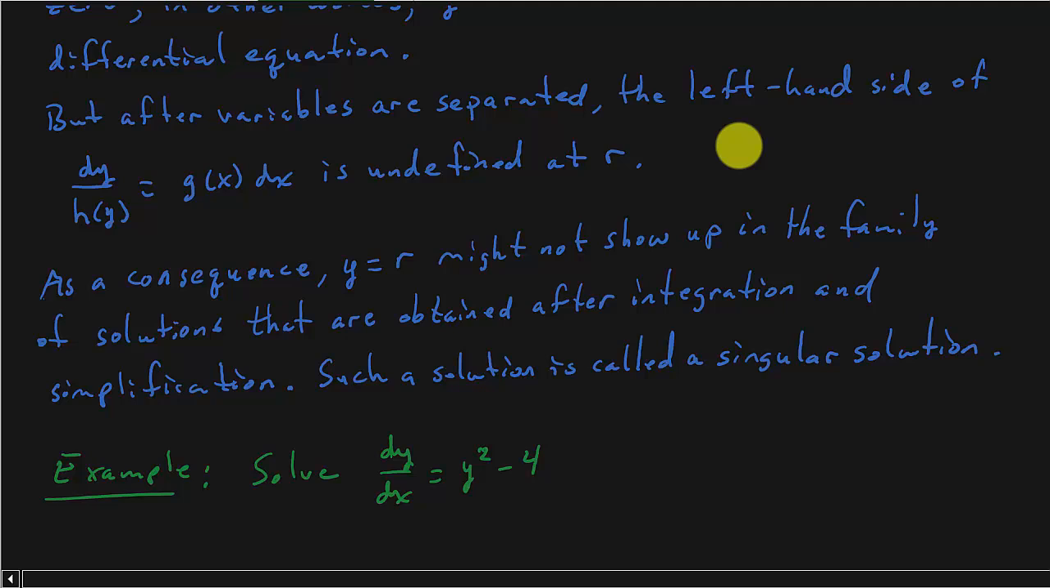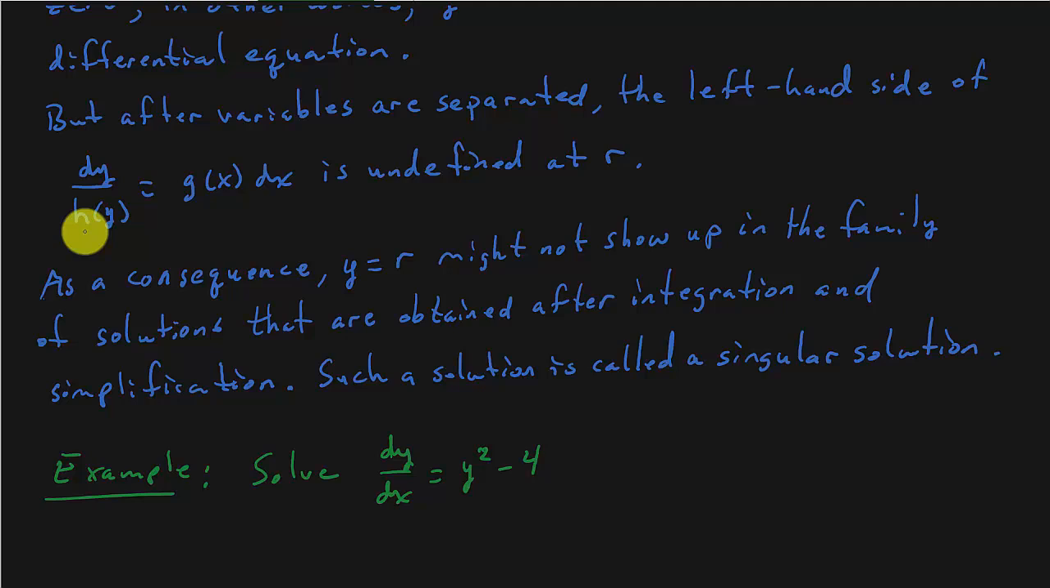But after variables are separated, the left-hand side, dy over h of y equals g of x dx, is undefined at r, since h of y would be 0. As a consequence, y equals r might not show up in the family of solutions that are obtained after integration and simplification. Such a solution is called a singular solution. All right, so does that make sense?